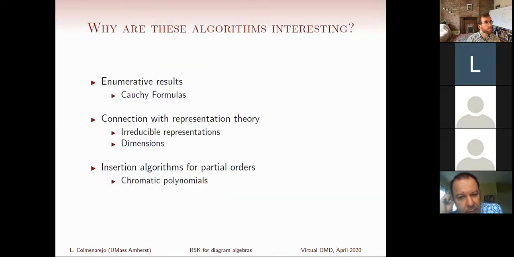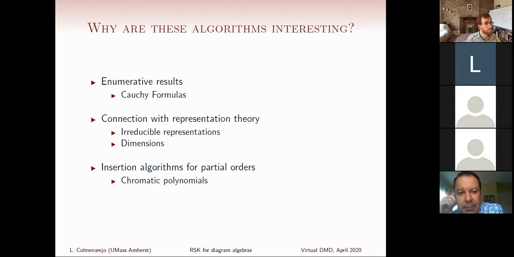So why are these algorithms interesting? Well, from the enumerative perspective, they help us to prove enumerative results. And I will give a taste of that in a minute. And it's also related to Cauchy formulas. They are also connected with representation theory, in particular with the irreducible representations and the dimensions. And I'm recently learning about insertion algorithms for partial orders, because of the relation with chromatic polynomials, which Logan talked about before. So during this talk, all our orders are total, so we don't have to worry about it.